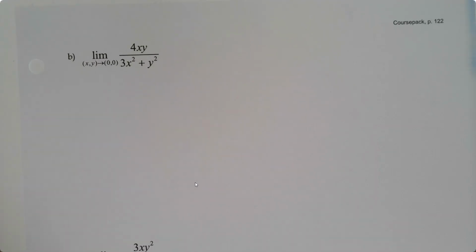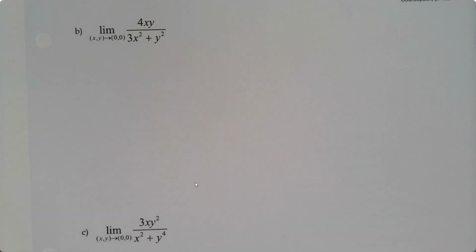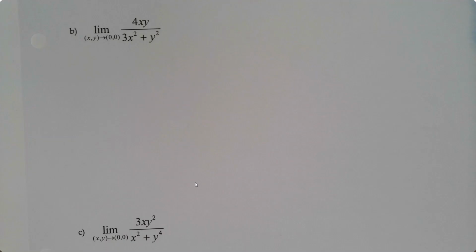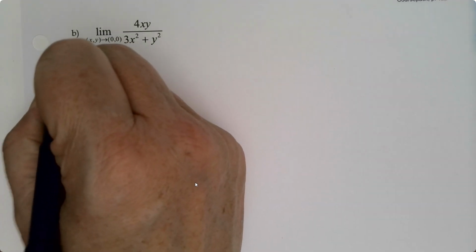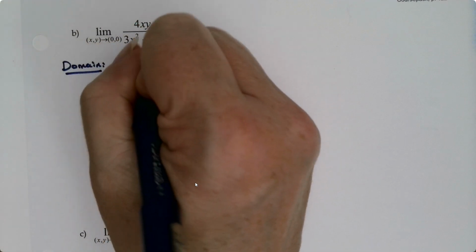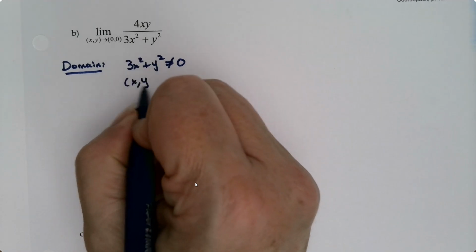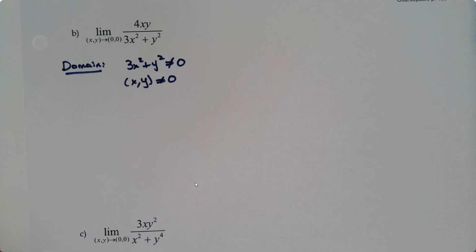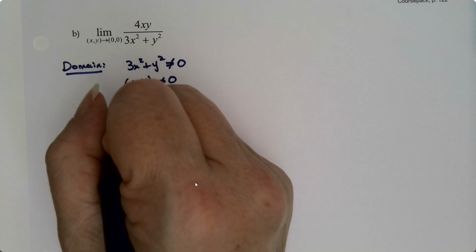All right, so let's do part B. We want to find the limit as (x, y) goes to the origin again. The origin's really common for us because the origin creates a lot of problems: division by 0, logarithms of 0, things like that. Okay, so we want this to go to 0, so we have to look at our domain. The domain is actually pretty easy because 3x squared plus y squared cannot be 0. The only way that's going to happen is if (x, y) is 0. So therefore, it's the same as the last one.